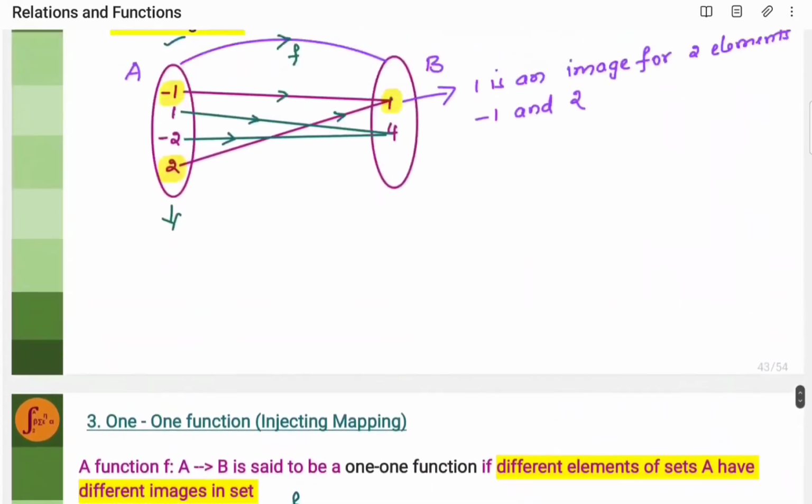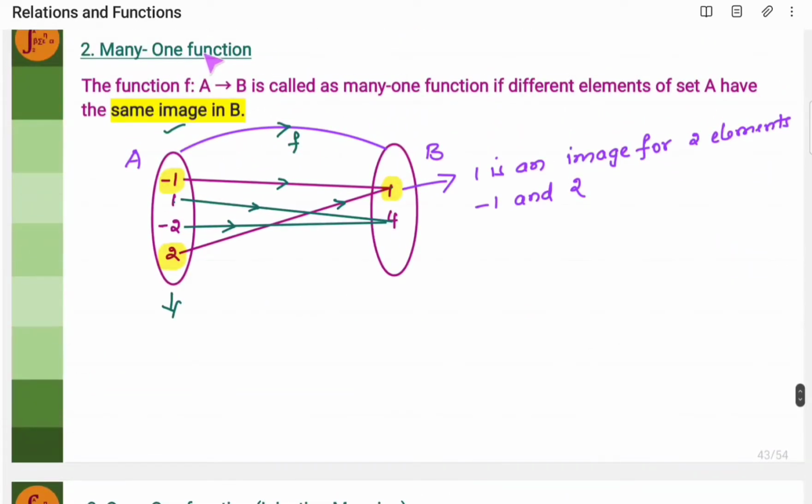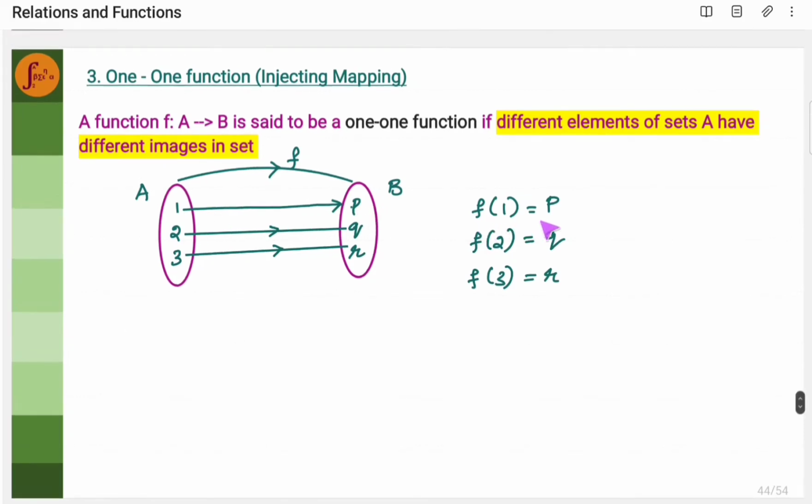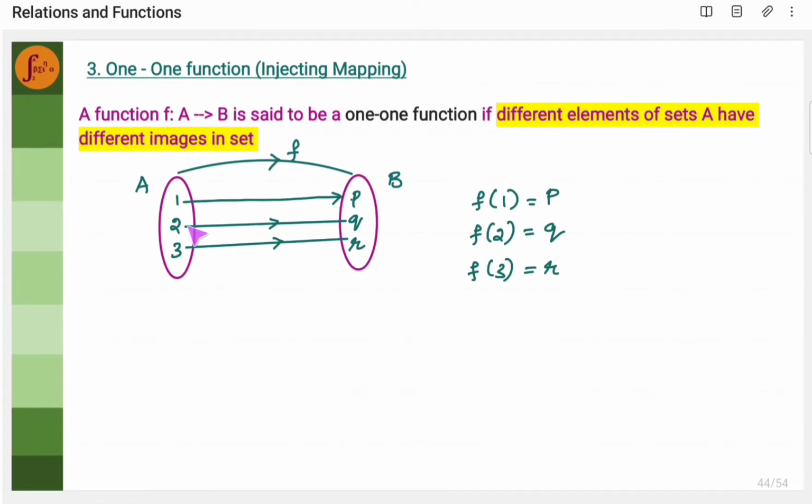It is the opposite of many to one. It's exactly opposite of many to one. In many to one, you have two elements mapped to one element. But in one-to-one, one element is mapped to one element only. So we write f of 1 is P. f of 2, that is element 2 is mapped to Q. So f of 2 is Q and f of 3 is R.